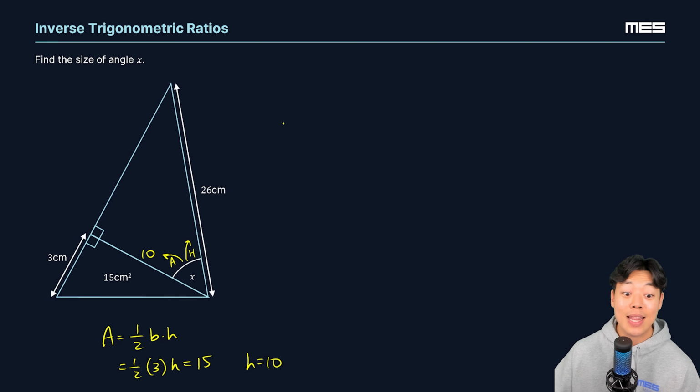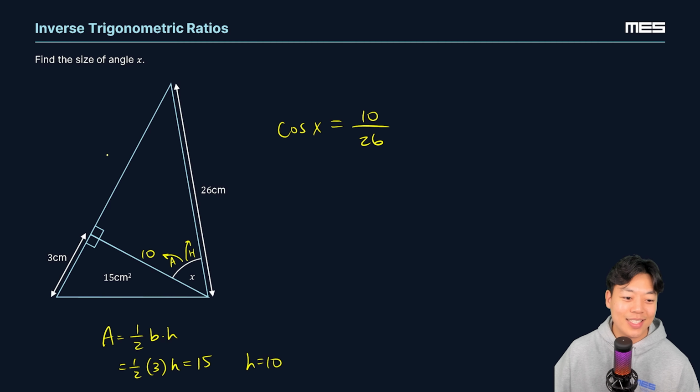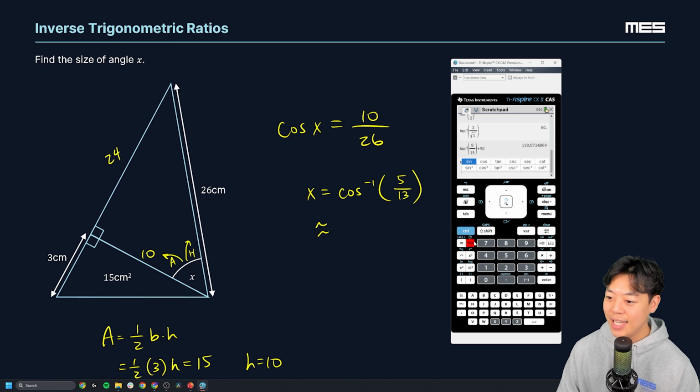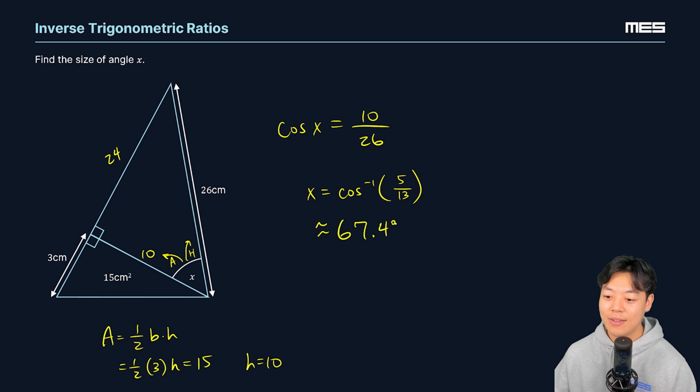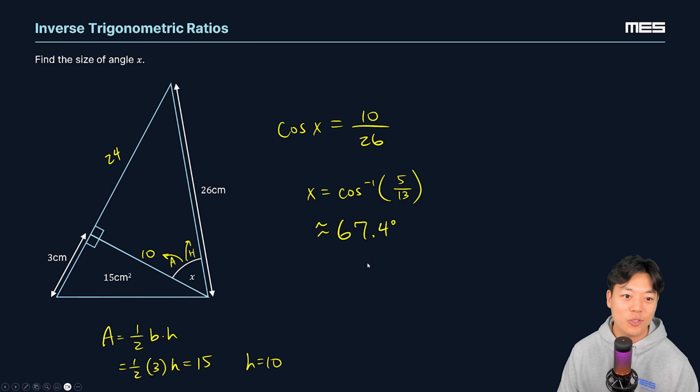Adjacent, hypotenuse. That means we're using cosine. Cosine of x is equal to 10 over 26. Fun fact, this is a 5, 12, 13 triangle, 10, 24, 26. So x will equal inverse cosine. We can simplify this a little bit, 5 over 13, and that will give me the size of angle x. Inverse cosine of 5 divided by 13 will give me 67.4 degrees. When in doubt, round to the nearest 10th, whole number, 100th, whatever you'd like. In this problem, they'll probably tell you to round to the nearest 10th or 100th or nearest whole number.